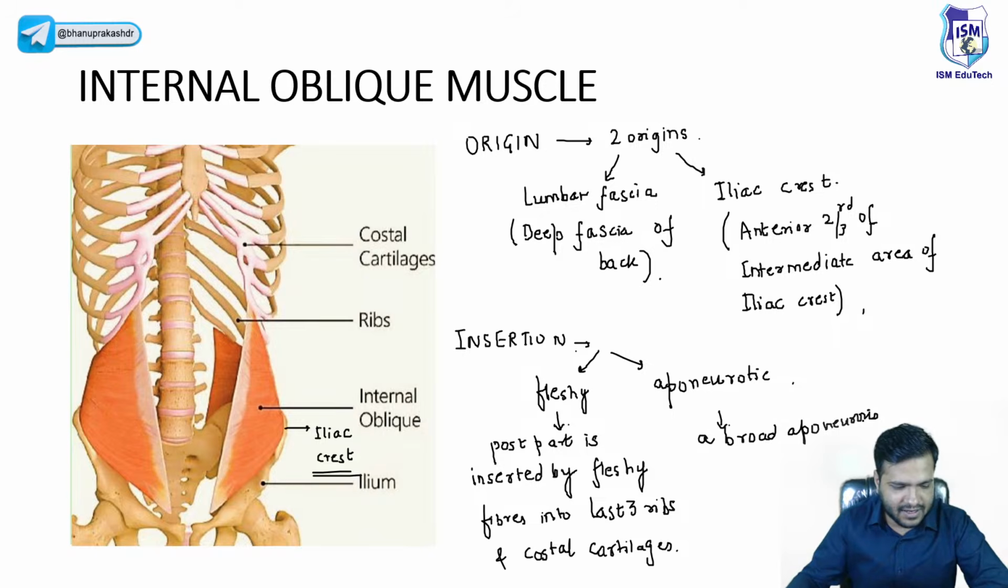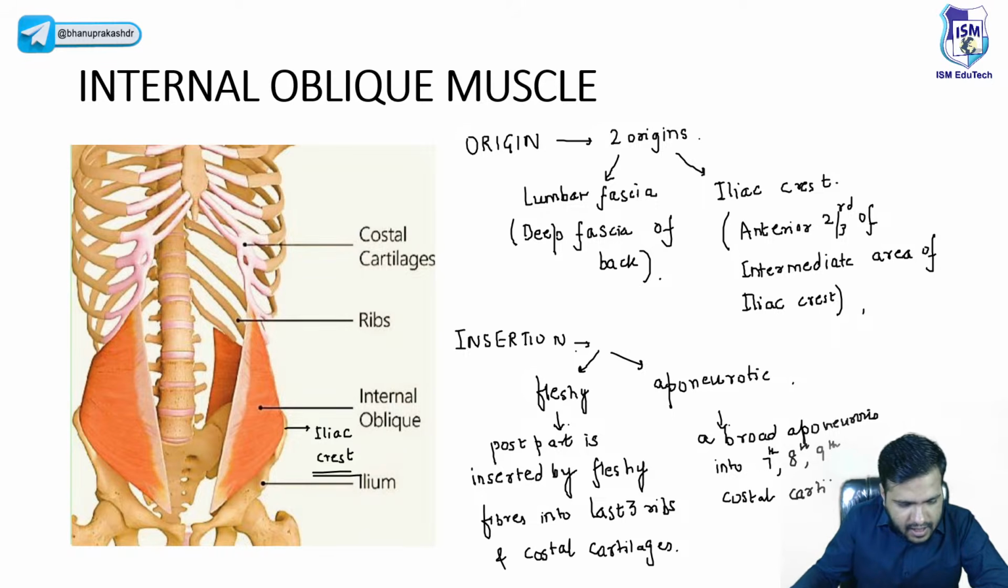It is 9, 10, and 11. So yes, a broad aponeurosis in the form of a membrane. It is inserting into the 7th, 8th, and 9th costal cartilage. Along with that, we have the xiphoid process, beta. Xiphoid process. Yes, everyone is right.